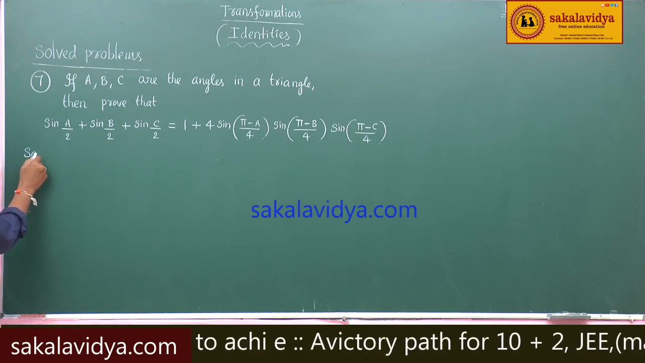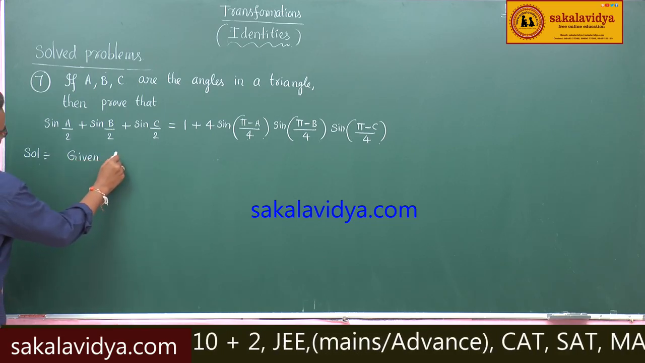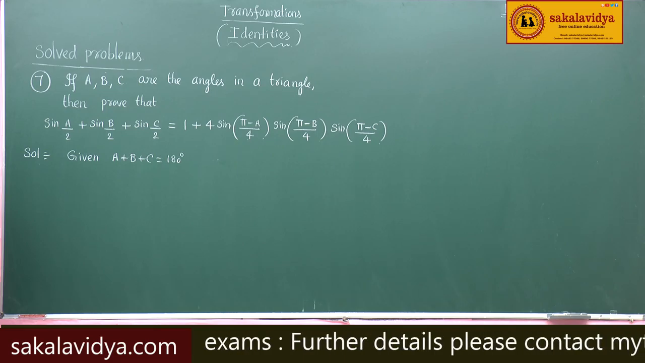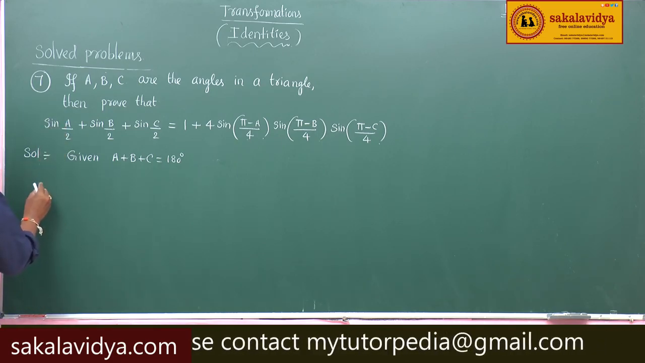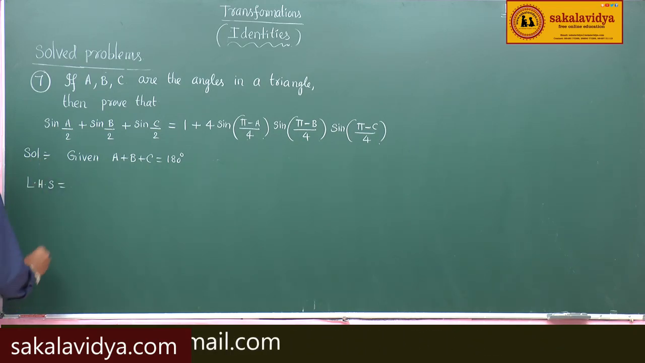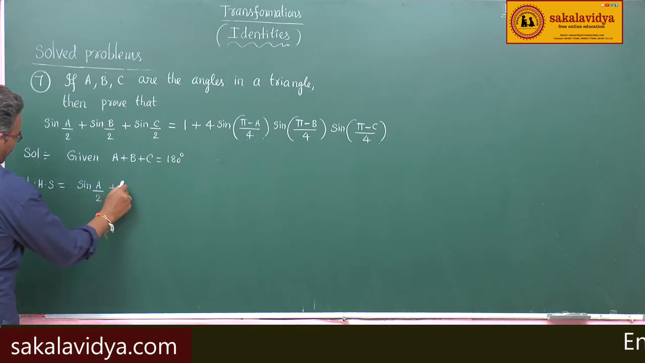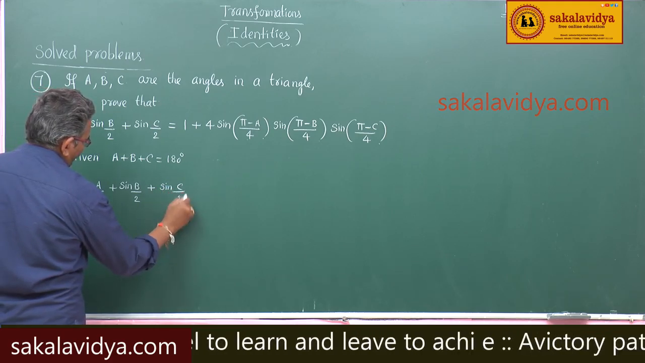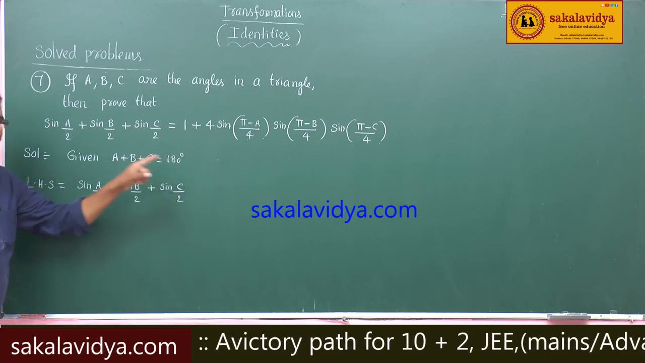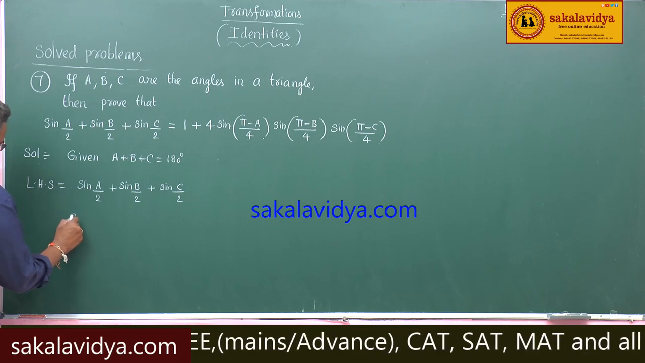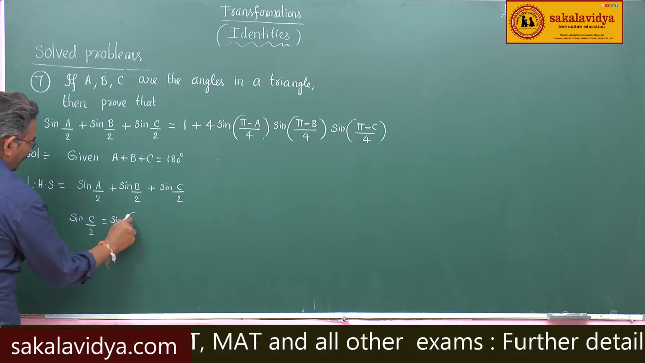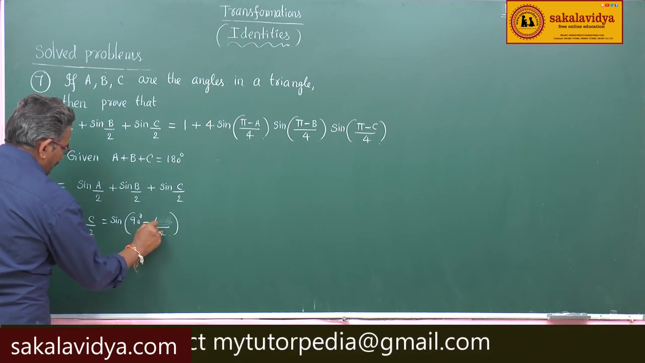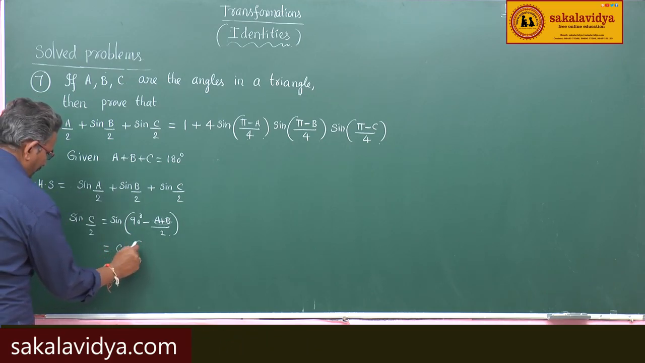So now, given A plus B plus C is equal to 180 degrees. Okay. Now, take the left hand side: sine A by 2 plus sine B by 2 plus sine C by 2. Now sine C by 2 we have to change. So sine C by 2 can be written as sine of 90 degrees minus (A plus B) by 2. This is nothing but cos of (A plus B) by 2.